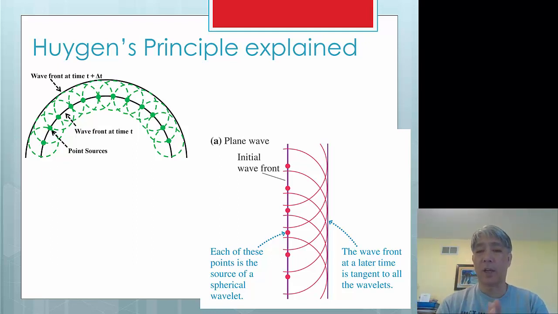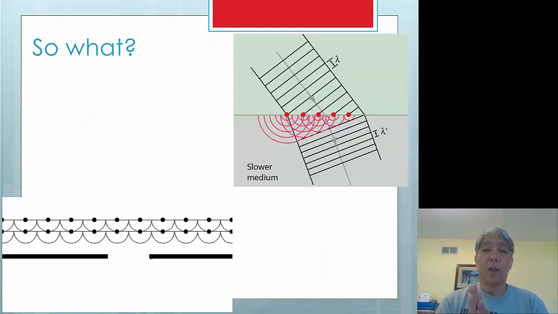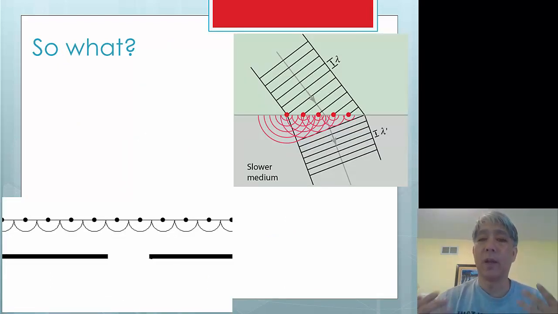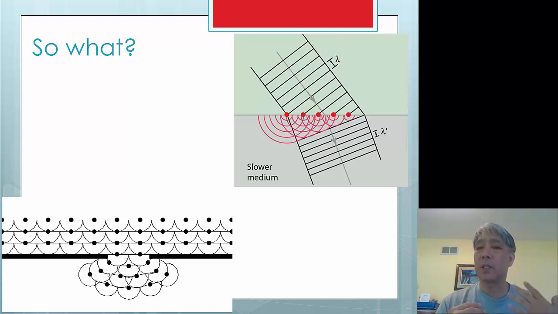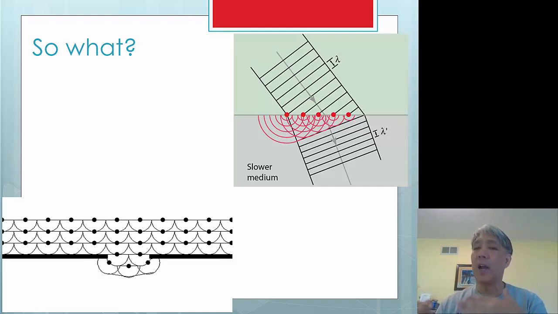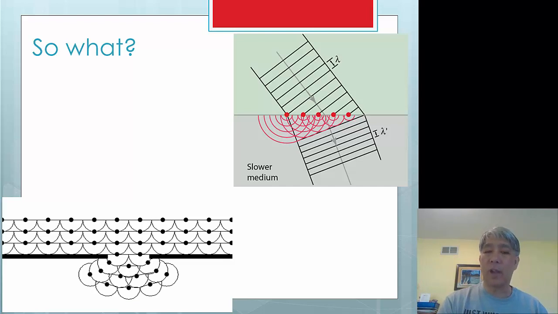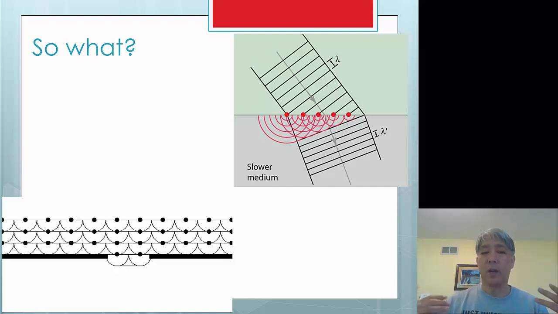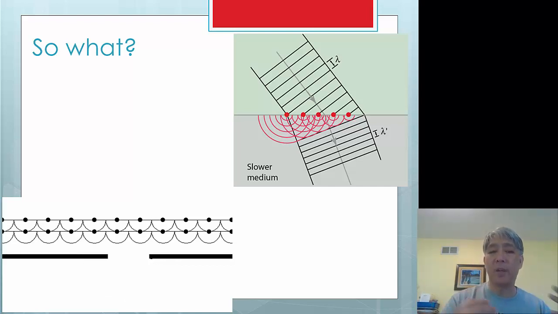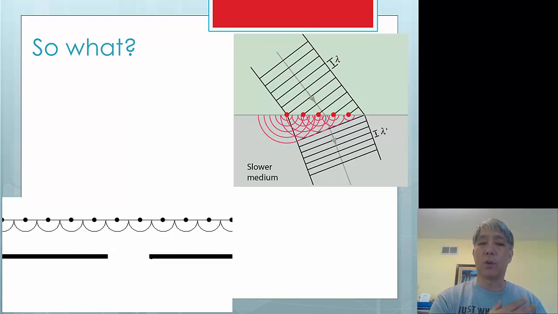And why is that important? That's important because it helps explain why waves actually refract when they hit a boundary. Or it explains why waves diffract, which is the lower left-hand side, when they encounter boundaries or objects. Why do waves bend around the object instead of just going straight?